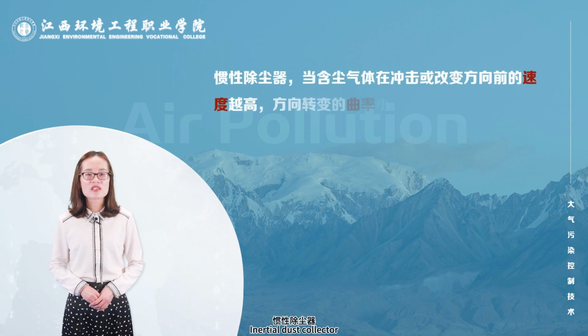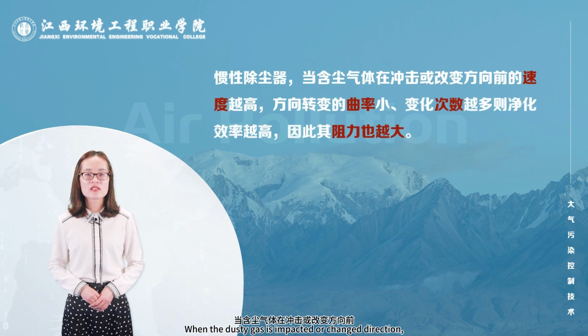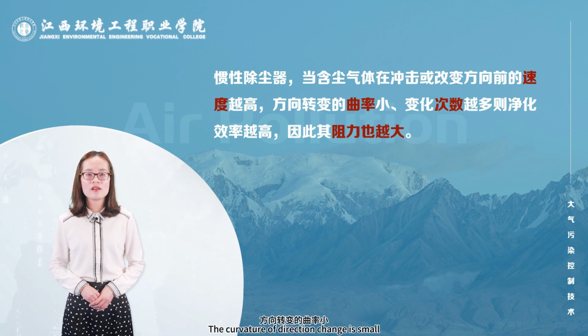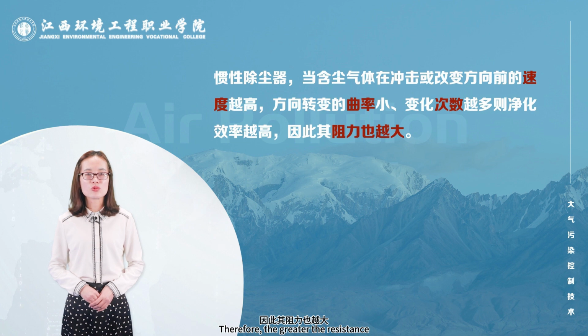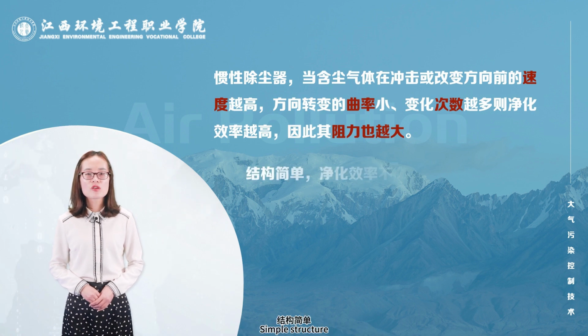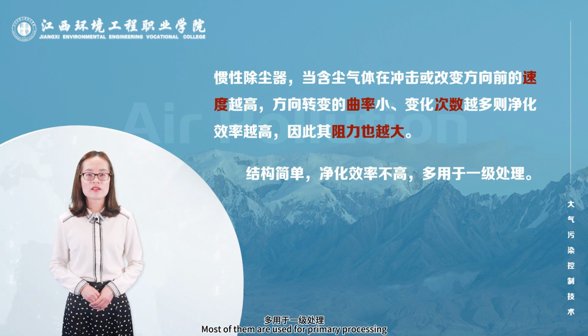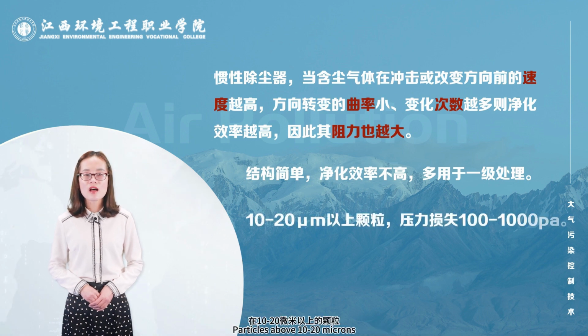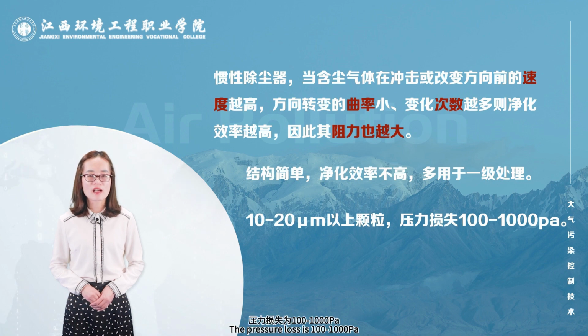Inertial dust collector. When the dusty gas is impacted or changes direction, the higher the speed and the smaller the curvature of the direction change, the more changes there are, the higher the purification efficiency. Therefore, the greater the resistance. Simple structure. The purification efficiency is not high. Most of them are used for primary processing of particles above 10 to 20 microns. The pressure loss is 100 to 1000 pascals.